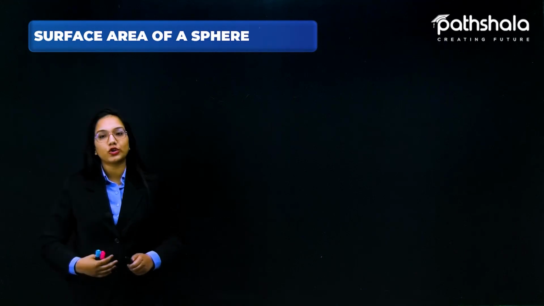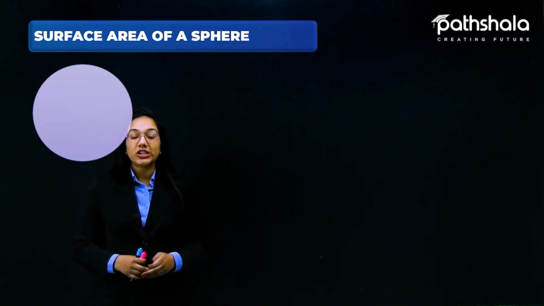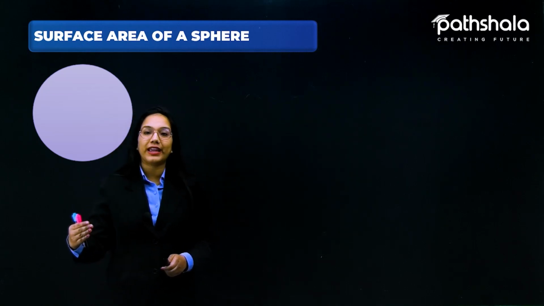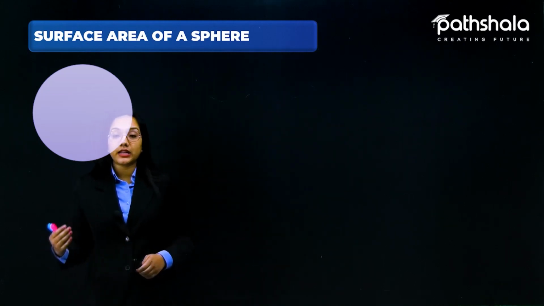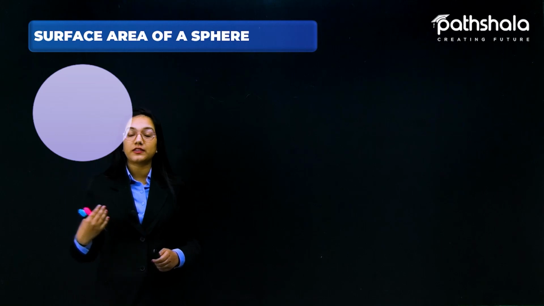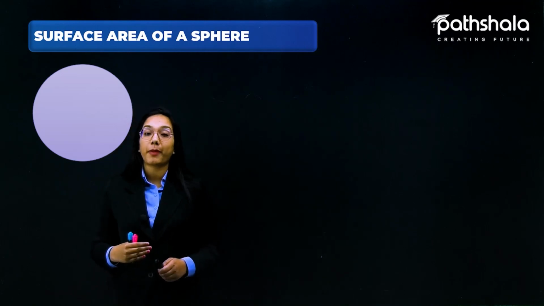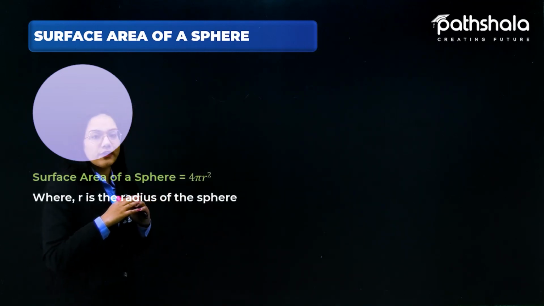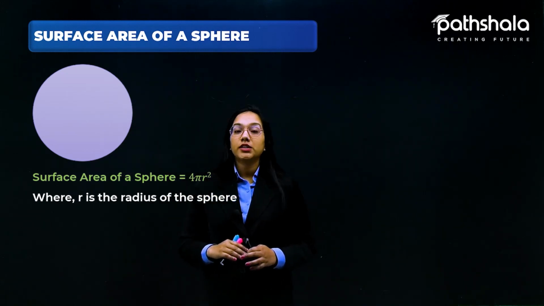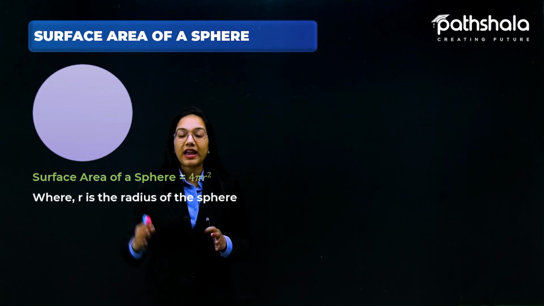Now let's talk about its surface area, because the topic is about the surface area of a sphere. The surface area of the sphere is 4 times the area of the circle. Always remember this relationship between their areas. We know that the area of a circle is pi r square, which makes the surface area of a sphere 4 pi r square, where r is the radius of the sphere. So this is the surface area of the sphere, which is 4 pi r square.